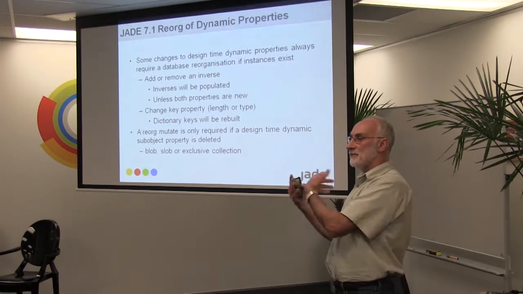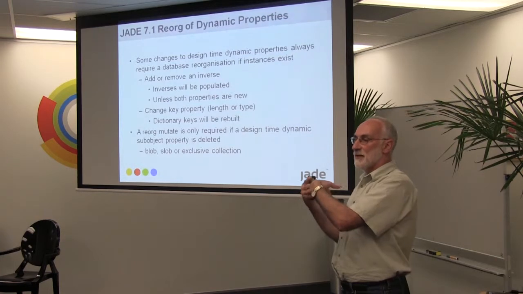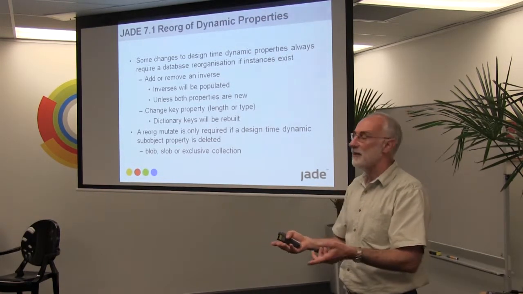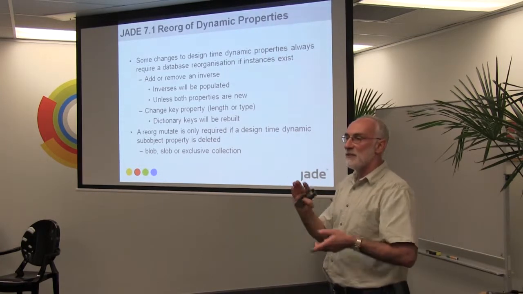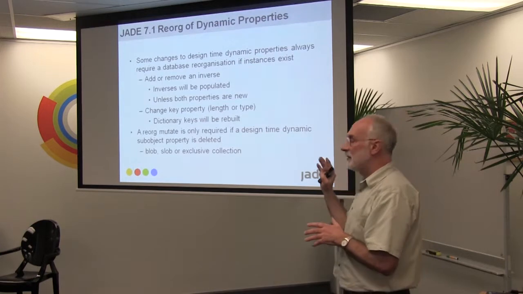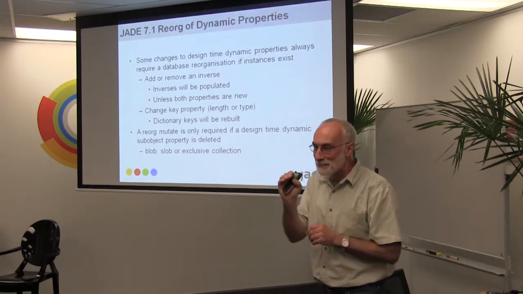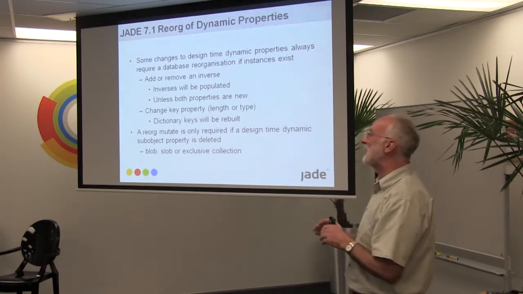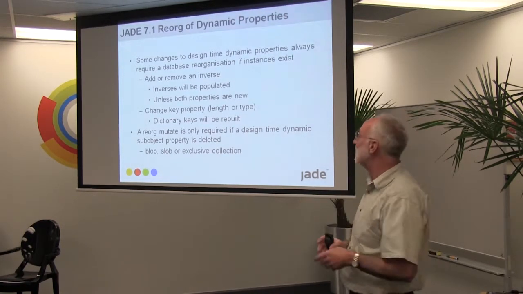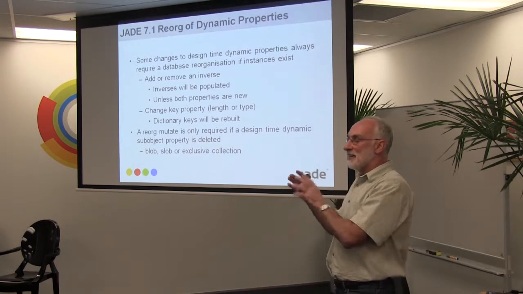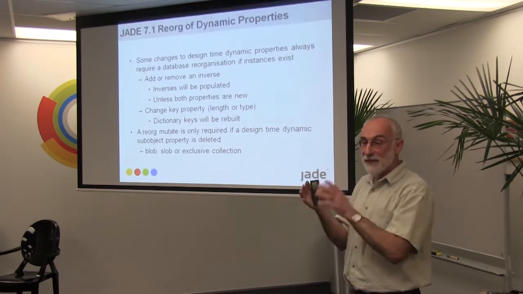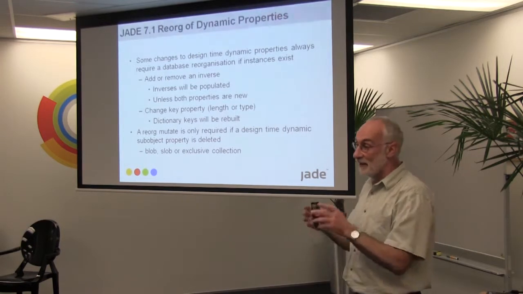Then we go into a second phase, which is going to be populating inverses, rebuilding dictionaries for changed keys, and so on. Now, with dynamic properties, we don't need to do the mutate, with the exception of dynamic blobs and slobs, because we've got to go and find these sub-object instances and remove them. But we can handle deletions of embedded properties within the dynamic cluster layout.